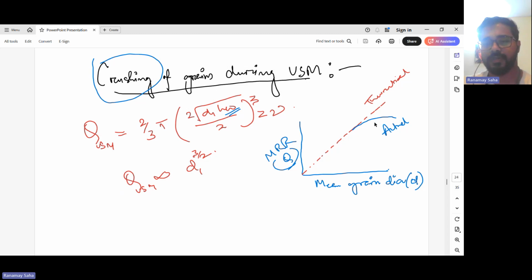But that doesn't happen in actuality, and it goes on decreasing after a particular point. So why does that happen? That happens due to the crushing of grains after a particular time interval in USM. So if you are asked about this, you just have to have in mind why these things happen. This is because of crushing of grains during a USM.